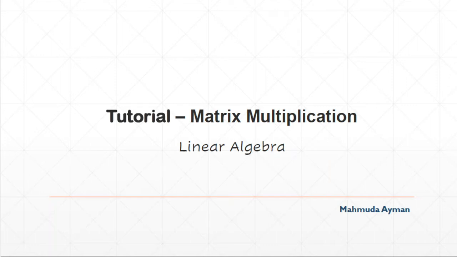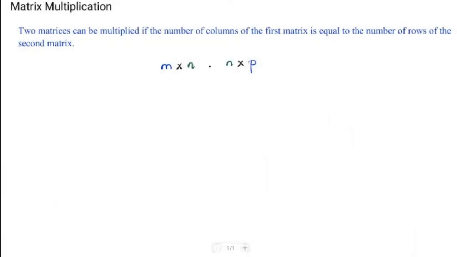So today we are going to talk about matrix multiplication and we're going to discuss some basic concepts about matrix multiplication and some properties of it. The first thing I want to talk to you about is when two matrices can be multiplied. So here we have two matrices. One is m times n and another one is n times p.